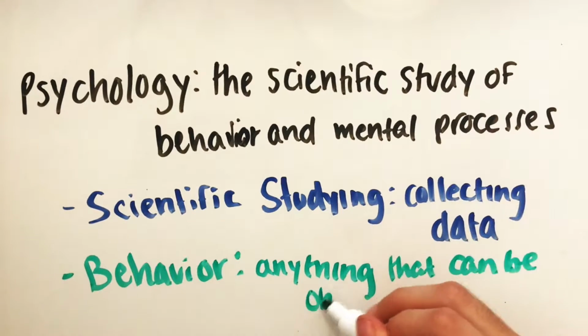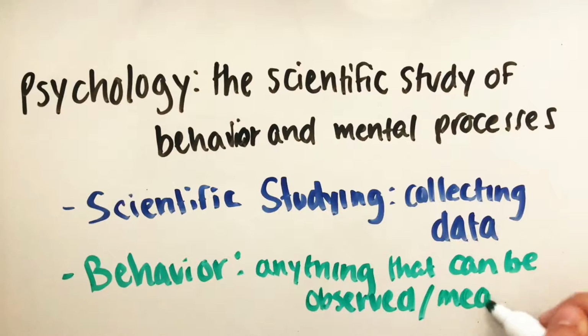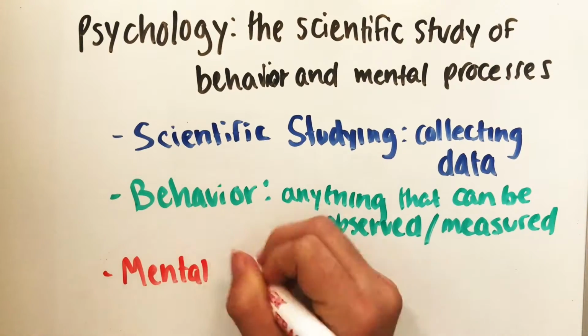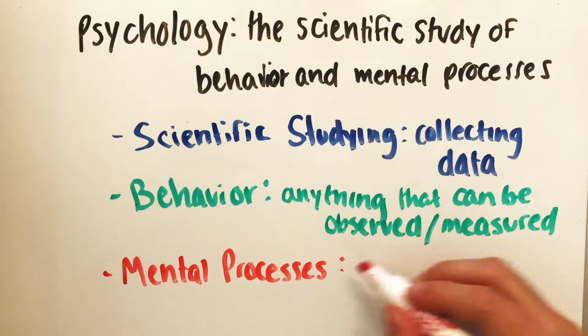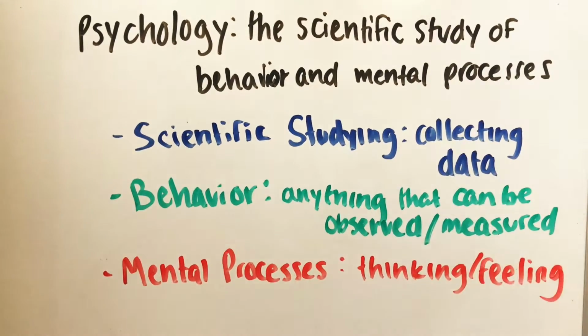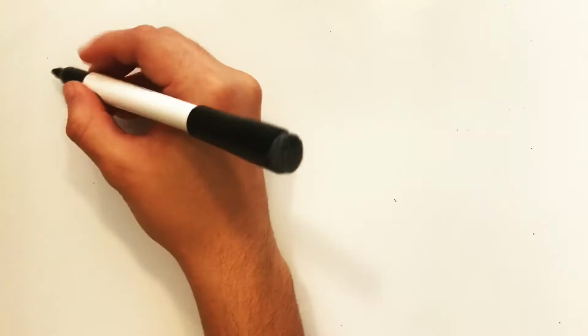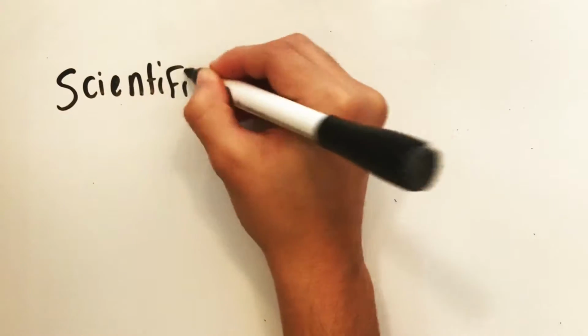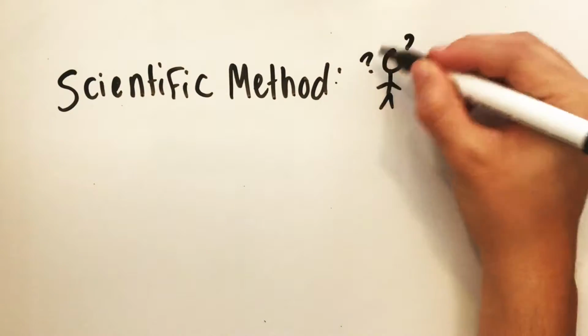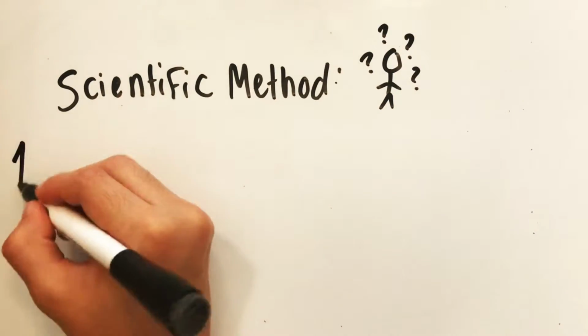The next part of the definition is behavior. Behavior is anything that can be measured or observed. And the last part of the definition is the mental process. Mental processes are what you are thinking and feeling. However, they cannot be observed. Going back to the scientific method, this method begins with curiosity and leads to strict and empirical thinking.